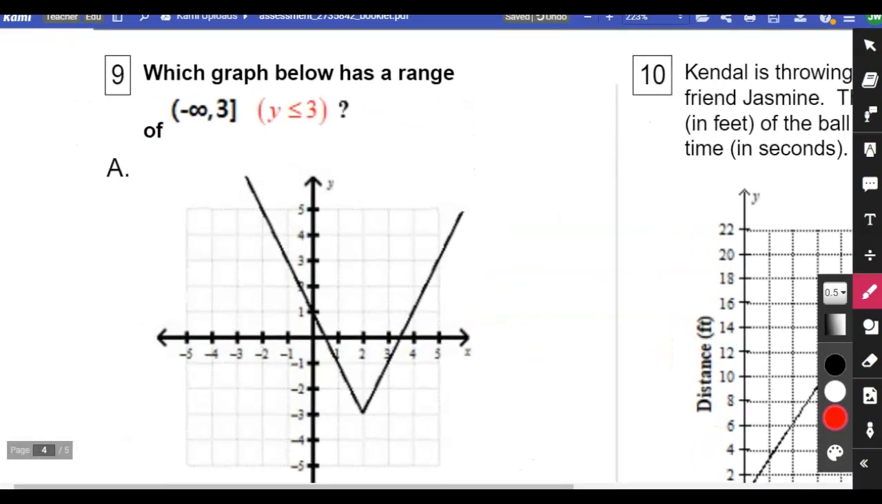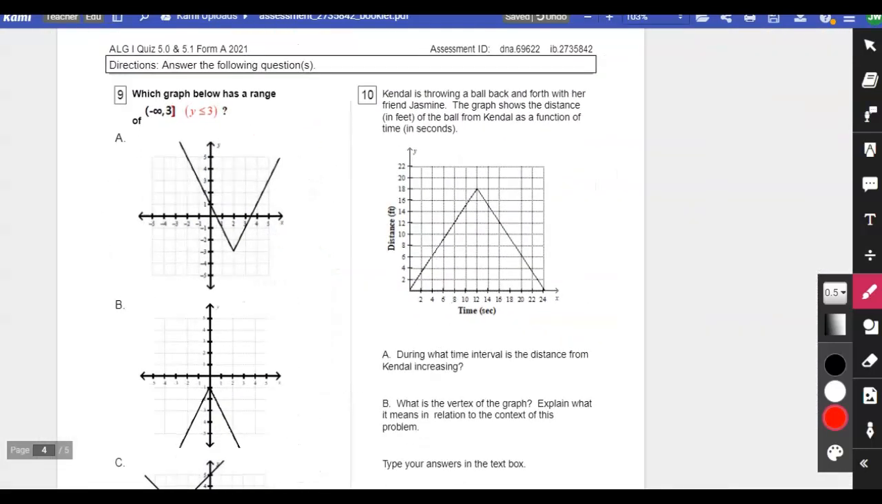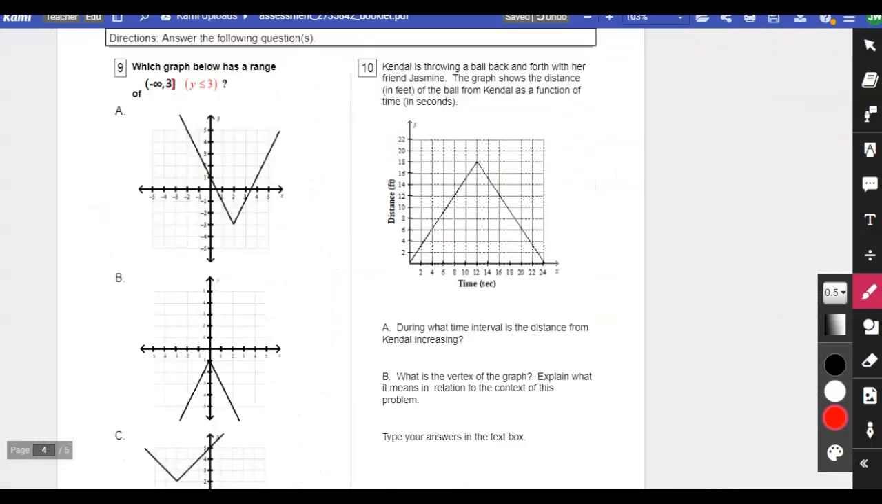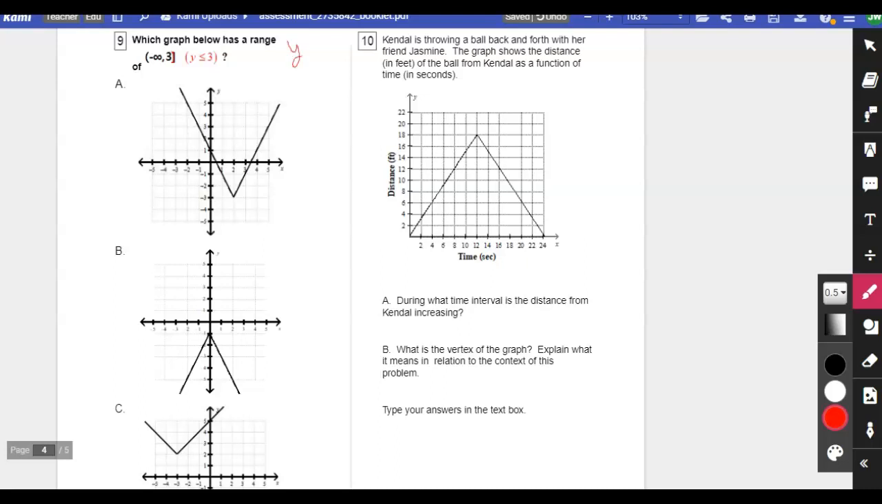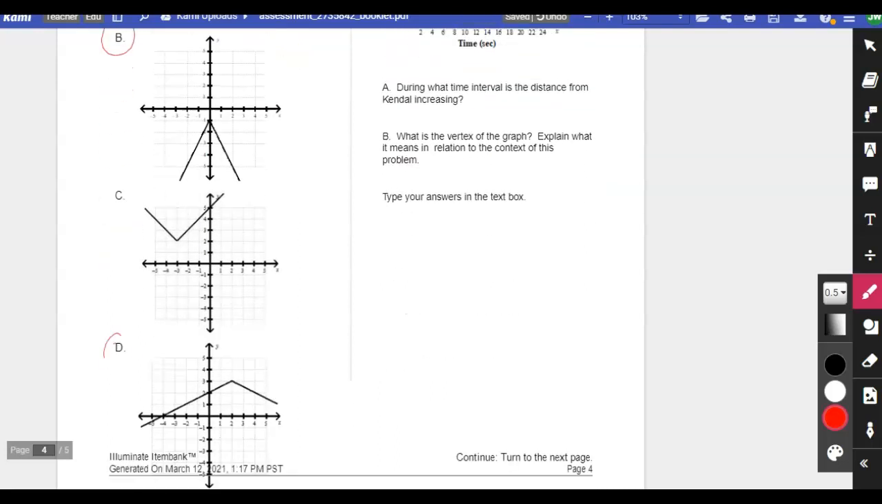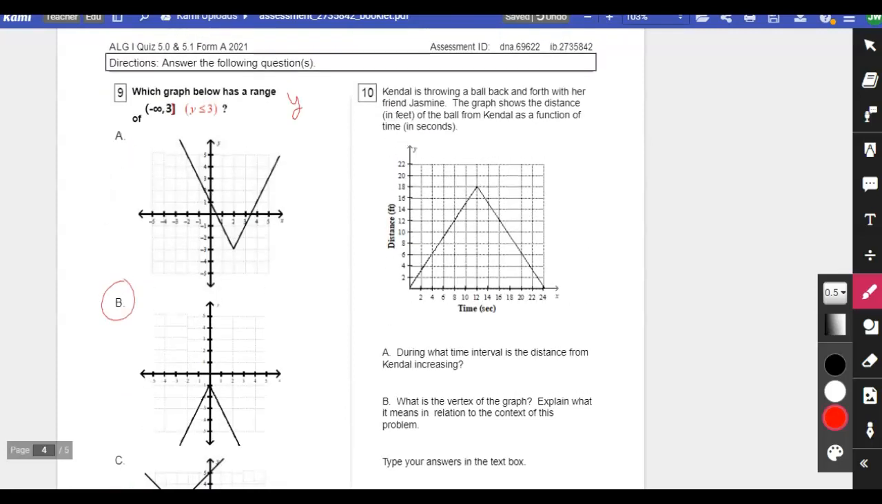Notice here some of this interval notation, which I told you to look up. Remember, 3 includes it. And you can never include negative infinity. So which one has a range that goes to negative infinity? Remember, our range is our possible y values. So if we're going to go to negative infinity, it has to be upside down for starters. So I'm already down to these ones here.